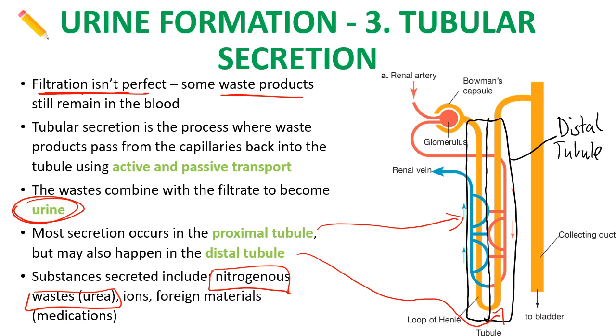There are also some ions that get secreted at this stage, and any foreign materials, particularly medications, also get secreted into the tubule at this stage as well. So that's why most medications don't do any more benefit if you take too many of them, because your body will just naturally get rid of the excess, as long as you're not taking them at such high levels that they become toxic.